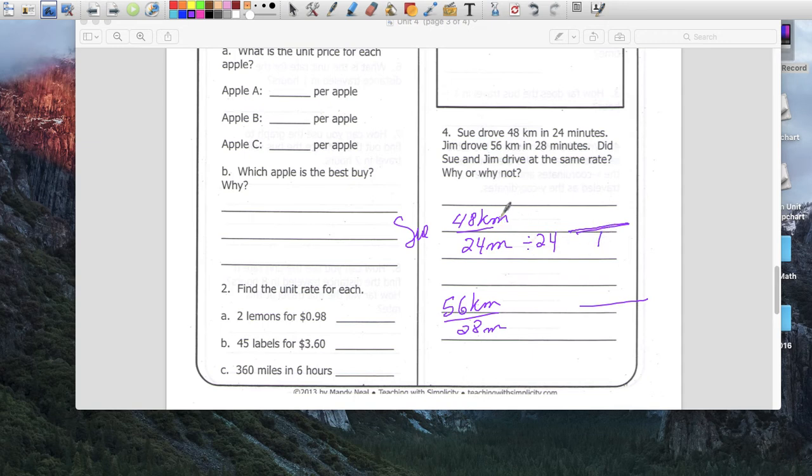So 48 kilometers in 24 minutes, or in 1 minute, she drove how much? Well, 24 divided by 24 is 1, and on top is 48 divided by 24, which is 2 kilometers. So, in 1 minute, Sue drove 2 kilometers.